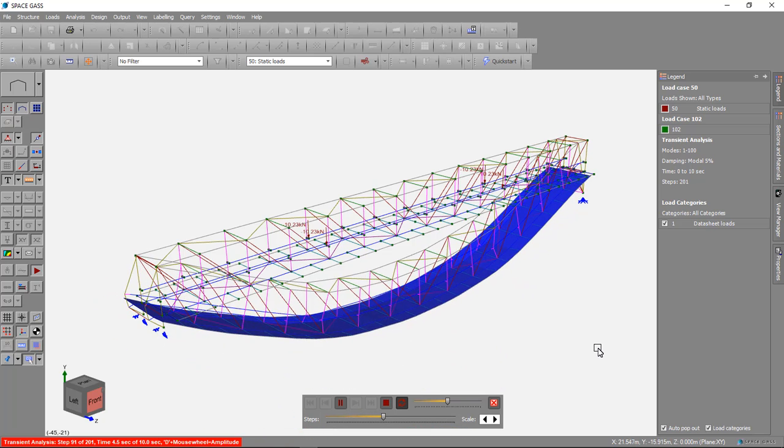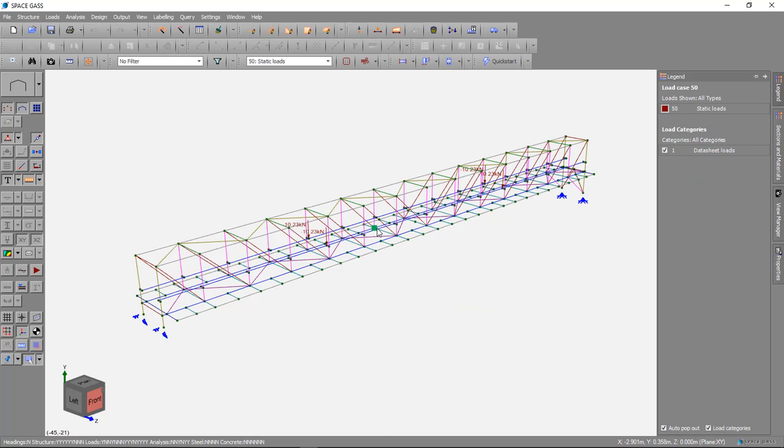Scale it back a little bit. So we'll just wait, it's nearly at the end of the 10 seconds, so let's let it repeat. So you can see the load gets applied suddenly and the structure responds, bounces up and down a little bit, and then settles into its new deformed position.